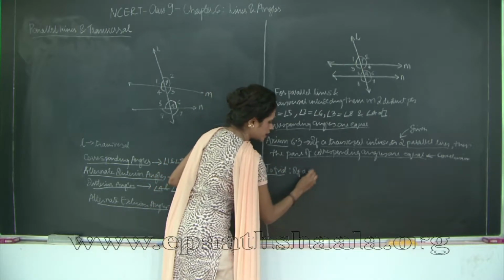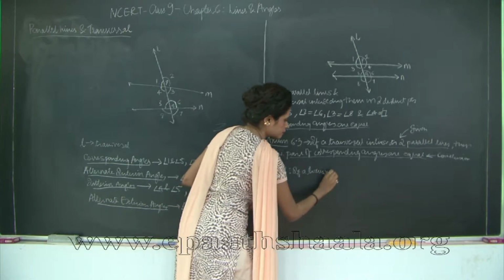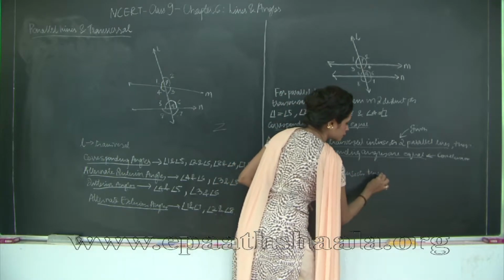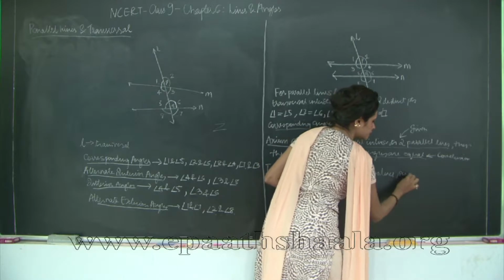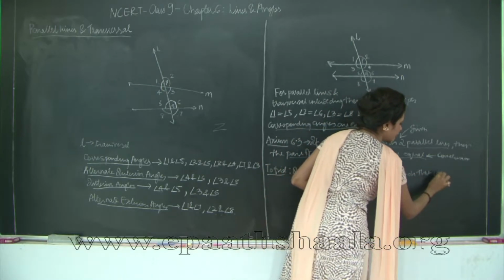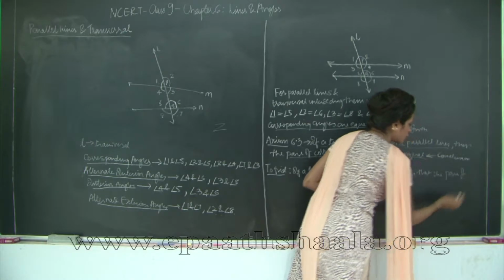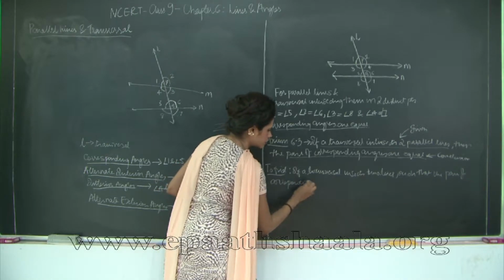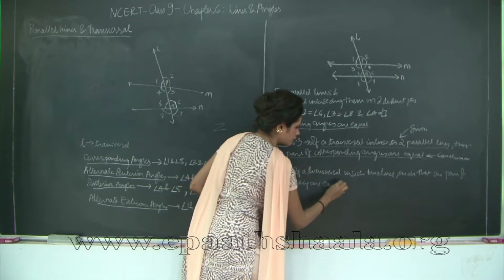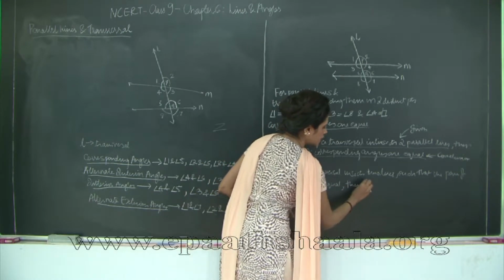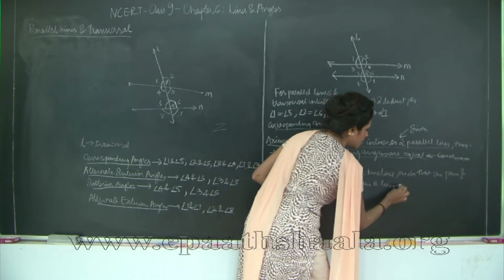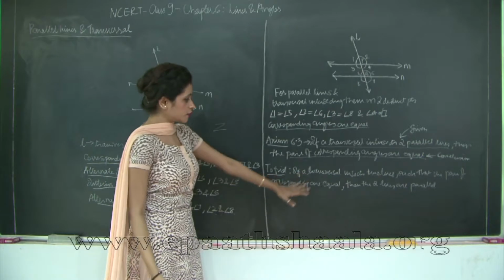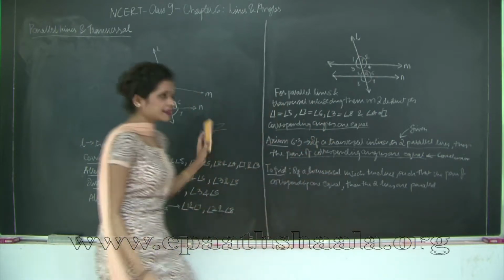We need to find whether, if a transversal intersects two lines such that the pair of corresponding angles are equal, then the two lines are parallel. Let's see how to find whether this statement is true or not. So, erasing this side of the board.